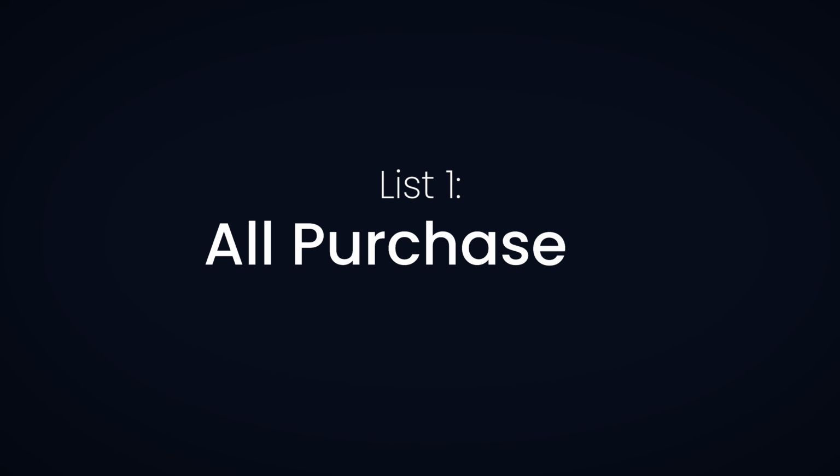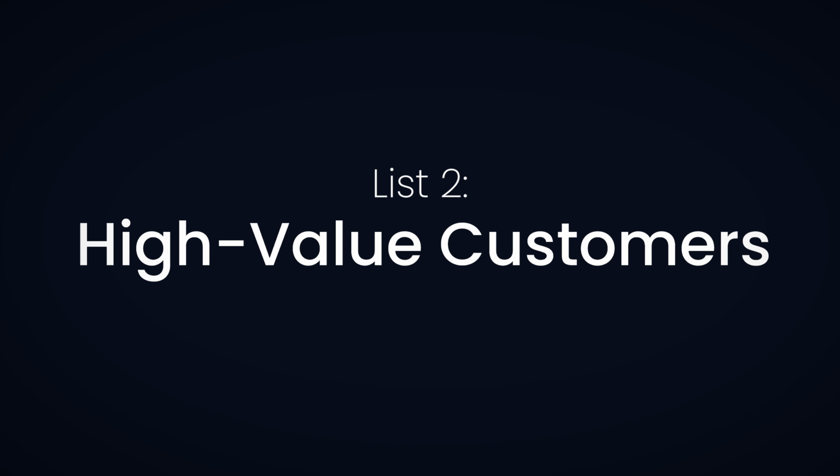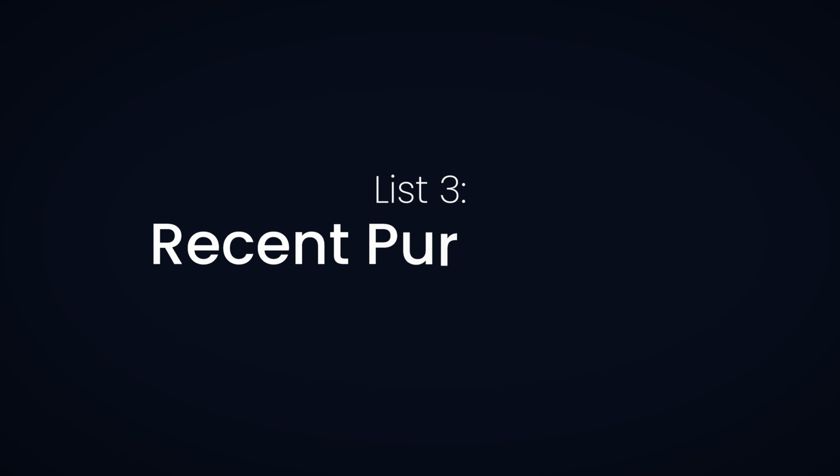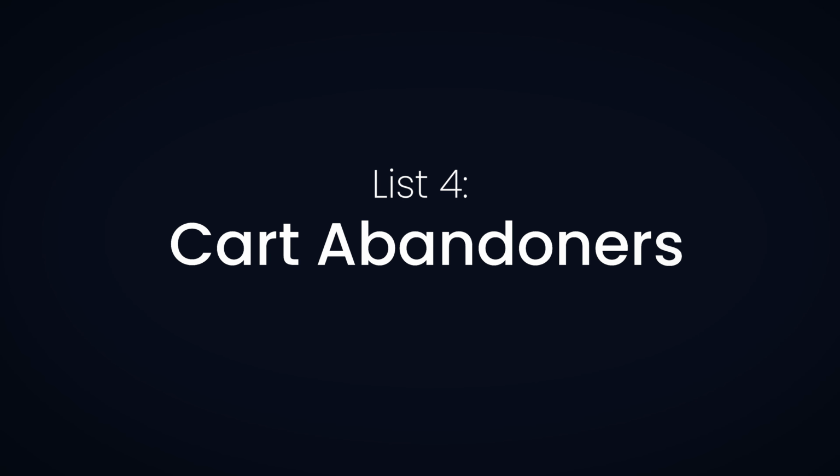List 1, all purchases. Anyone who has ever bought anything from your store. This is your foundational list for lookalike targeting. List number 2, high value customers. So your top 20% of customers by total lifetime value. These are your best customers that Google should find more of. List number 3, recent purchases. So customers who bought in the last 30 to 90 days, critical for excluding from new customer acquisition campaigns.